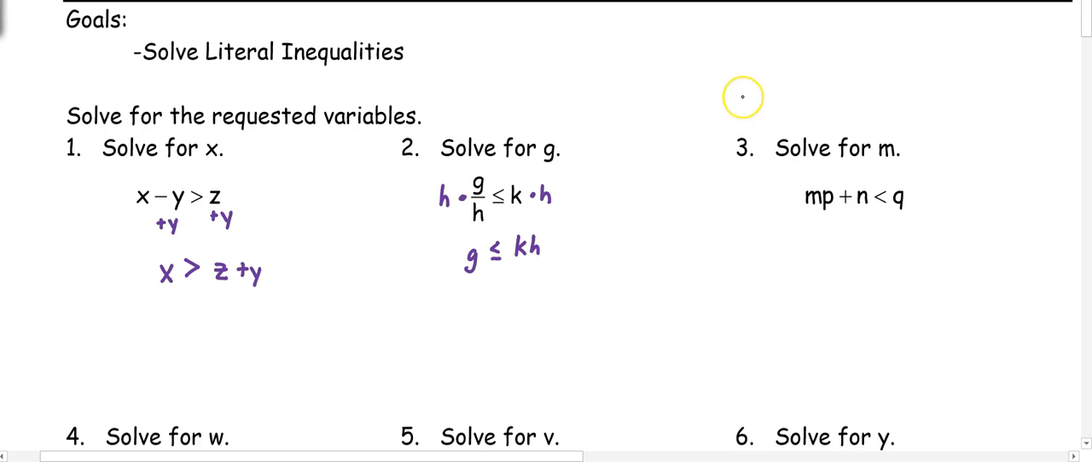Number three, solve for m. So we have mp plus n is less than q. In order to solve for m, first we need to get rid of that n. So we're going to subtract n from both sides. mp is less than q minus n. And then we're going to divide both sides by p. On the right side, we're going to just leave it as a fraction. So we have q minus n over p.